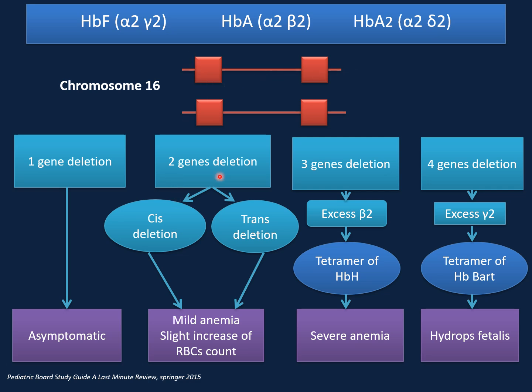So 2 gene deletion can be on the same chromosome or 1 from each chromosome. If they are on the same chromosome, this is called cis deletion.